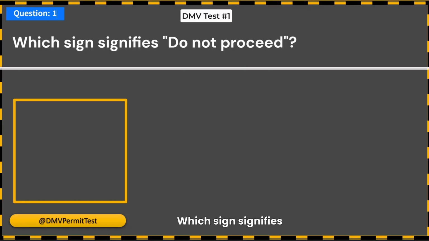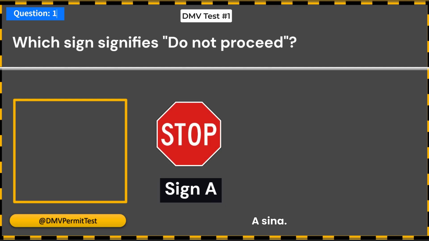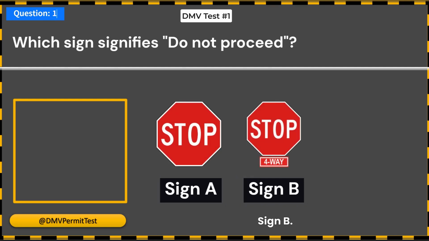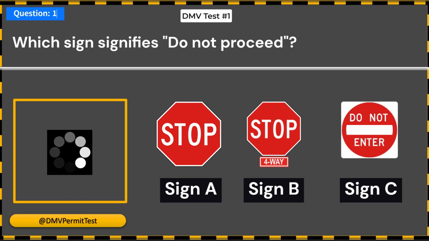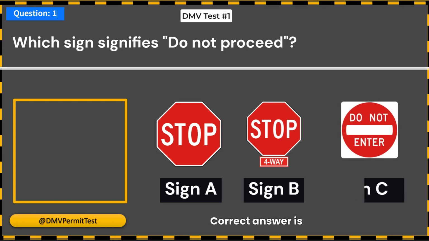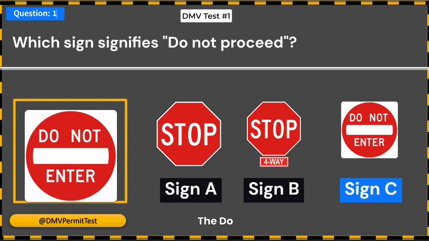Which sign signifies do not proceed? A. Sign A. B. Sign B. C. Sign C. Correct answer is sign C. The do not enter sign is put at the beginning of one-way streets and ramps. When you see this sign, do not drive onto that street or ramp in the direction you are heading.